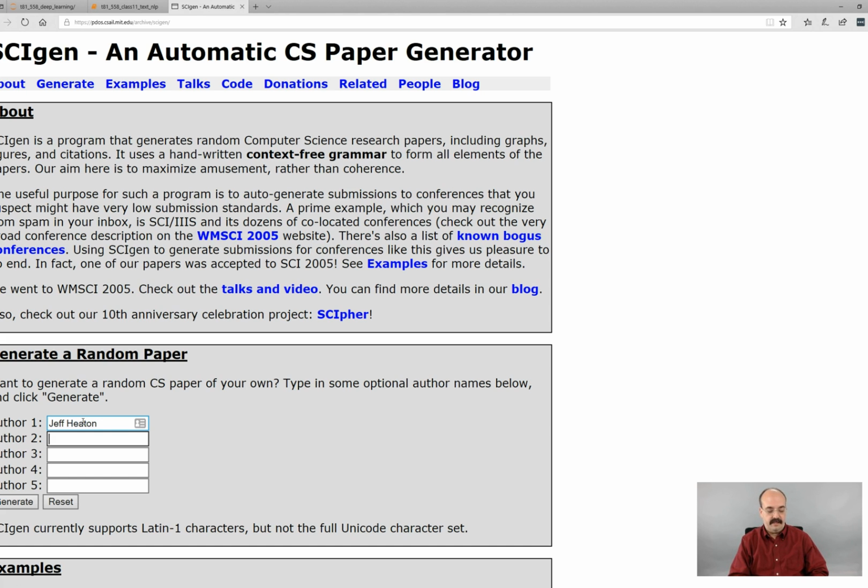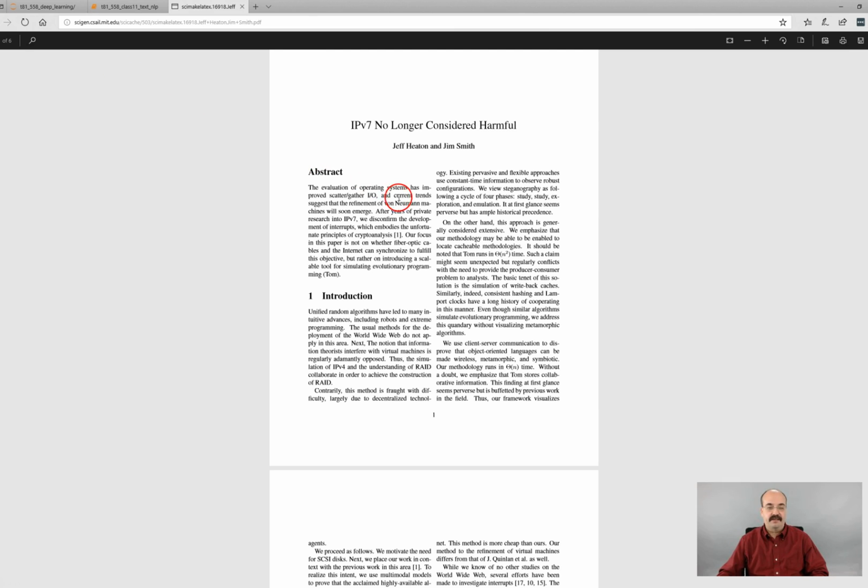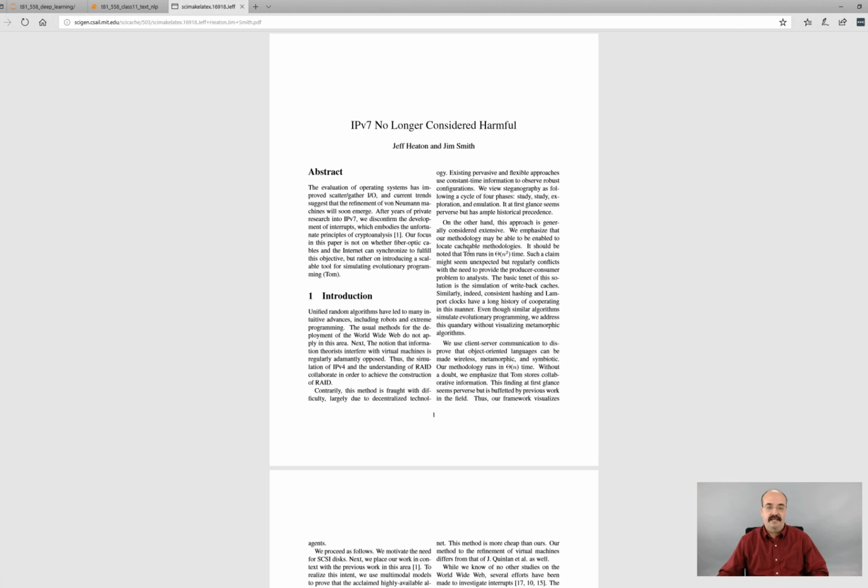I'll put Jim Smith. And you just click generate. And it essentially shows you the paper. You can even view it in PDF form. It generates it then in LaTeX so that it looks very academic like that.